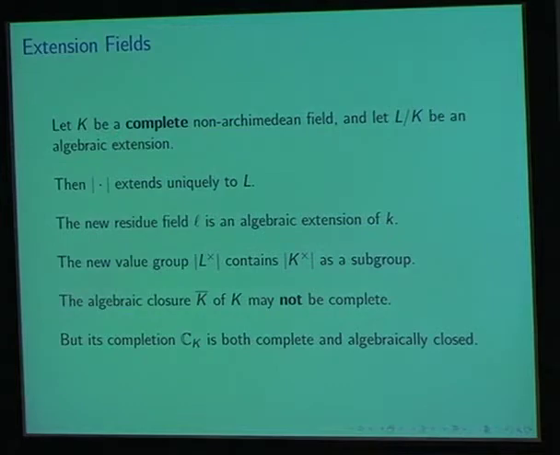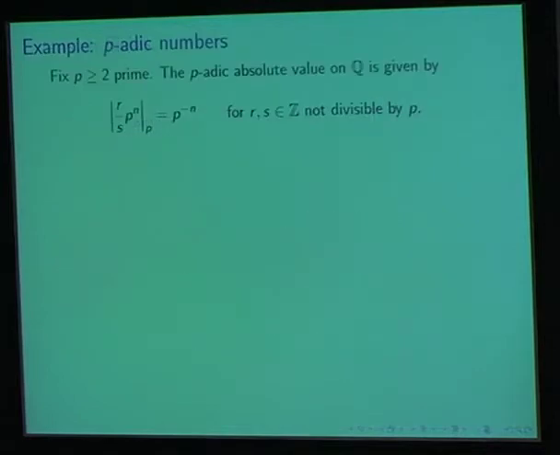Then you can complete, because you do have an absolute value, you can take the completion of the algebraic closure. That thing is often called C sub k, and mercifully it is still algebraically closed after you complete, so you don't have to continue alternating these operations of algebraic closure and completeness forever. It does stop. And this C sub k is the thing that we're normally going to be working over in my lectures.